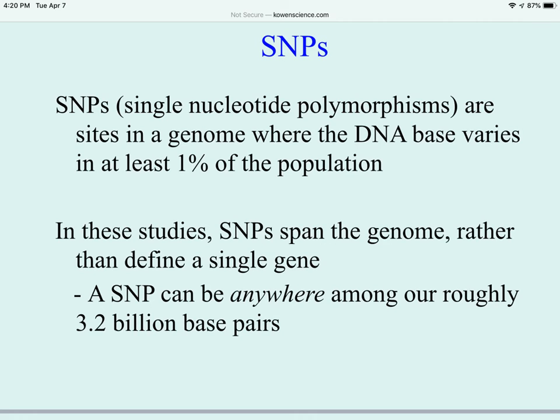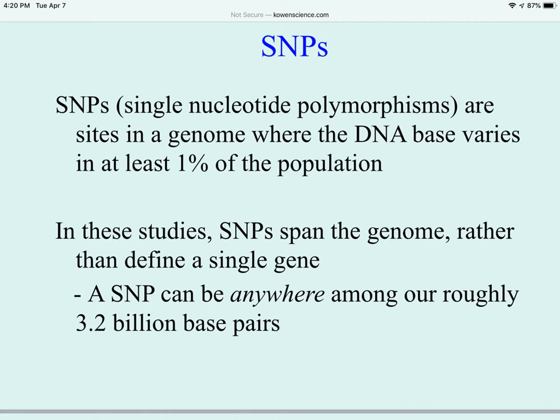Okay, so just a couple of reminders. Our DNA, we have roughly 3.2 billion base pairs, A, T, Gs, and Cs. And I keep talking about SNPs. Remember, SNPs are single nucleotide polymorphisms, easier to say SNPs. And these are sites on the DNA genome where the DNA bases vary in at least 1% of the population.